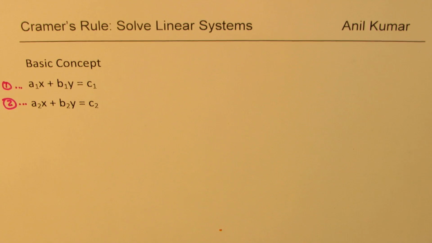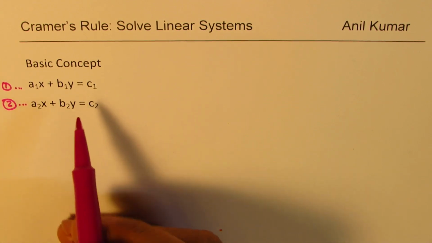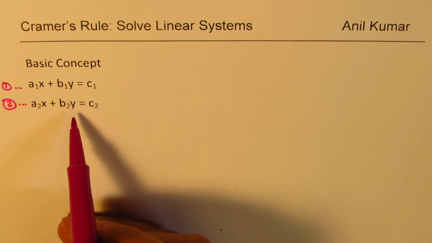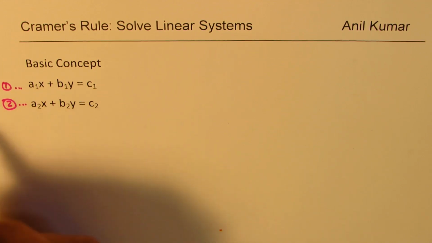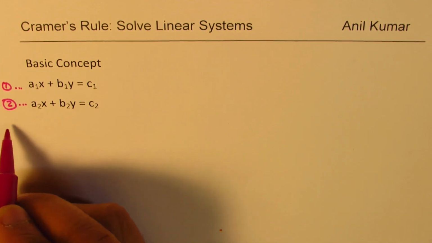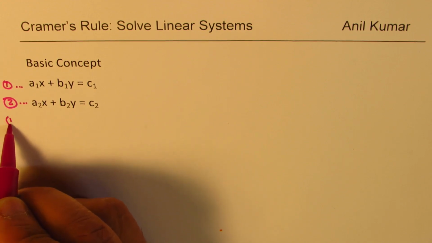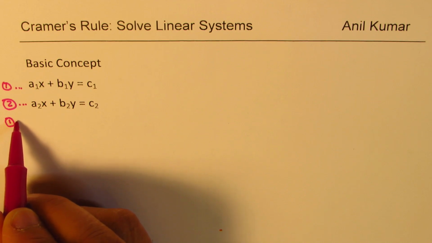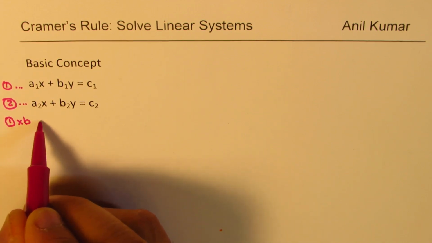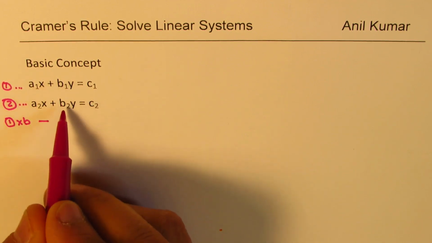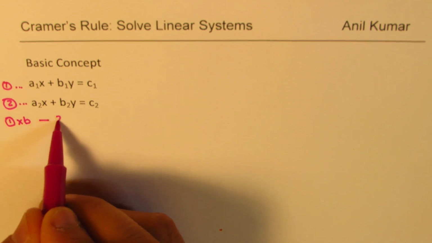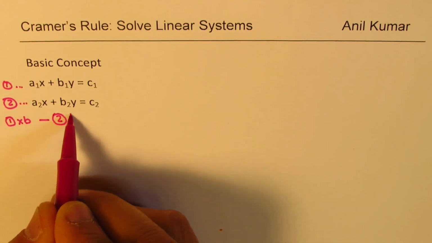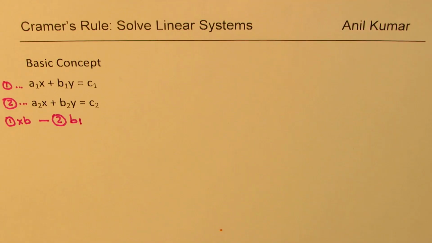Now to solve this, what will you do? Well, we have to eliminate one of the variables. So let's decide to eliminate y. In that case, what should I do? I could multiply equation number 1 with b2, and then I will take away from that equation number 2 times b1, correct? So that is what I'm going to do.